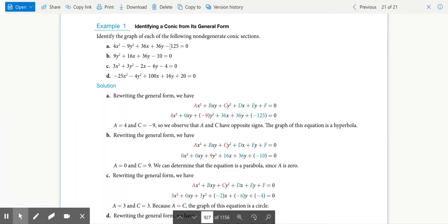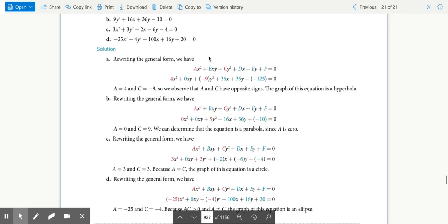But they're not going to change what type of conic this is. We only need to look at the squared terms to tell what type of conic we have. Again, none of these have that xy term. If we have an xy term, then we can't say with 100% certainty what conic we have just by looking at the equation. Okay, let's move on.